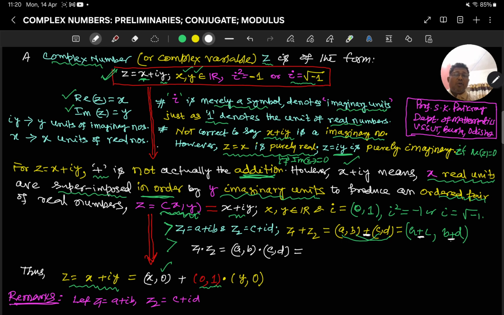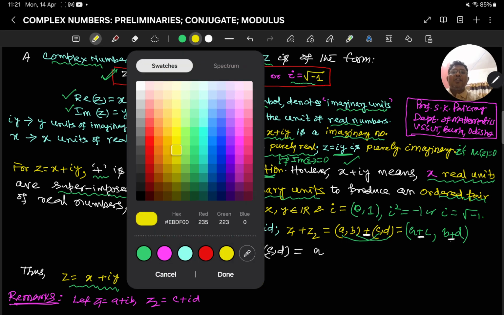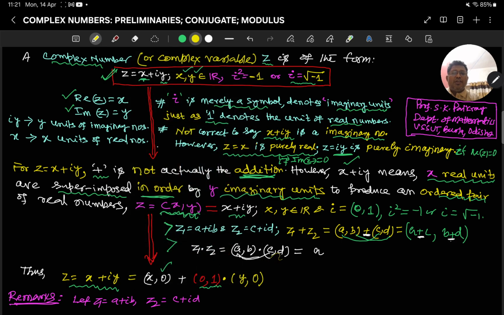Likewise, what about the product? We have to always separate the real part and imaginary part. If I multiply a into c, then it is real, there is no i here.